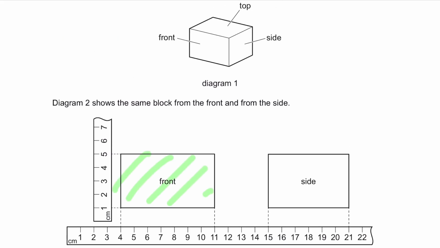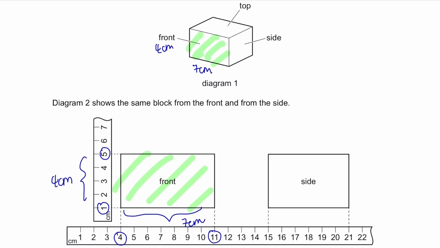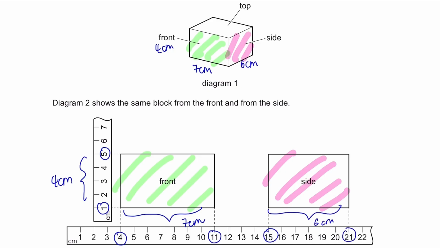This front over here is basically this. The ruler says that it's from 1 centimeter to 5 centimeters, so this is 4 centimeters. Then for this, it's from 4 centimeters to 11 centimeters, so this is 7 centimeters. Then for this side, it's basically this, and it shows that it's from 15 to 21, making it 6 centimeters. Since we need to find the volume, all you have to do is multiply all three of them together. 4 times 7 times 6 equals 268 centimeter cube.